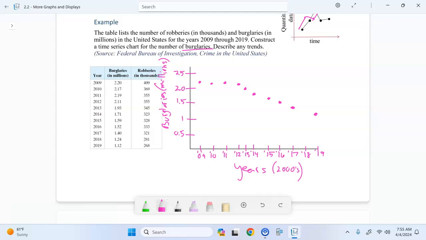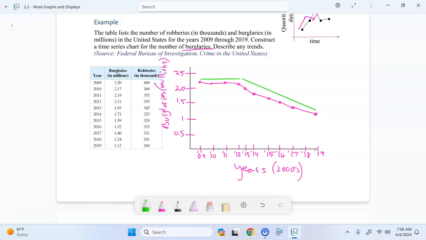So it should be pretty easy to pick up on what our trend was. So what was happening over time? Was it always decreasing? No. So when did it start decreasing? Around 2011 is when it started to go down. So it was pretty consistent. Actually, I would say up until about 2012, it was pretty consistent as far as the number of burglaries went. And then after 2012, it started to go down.